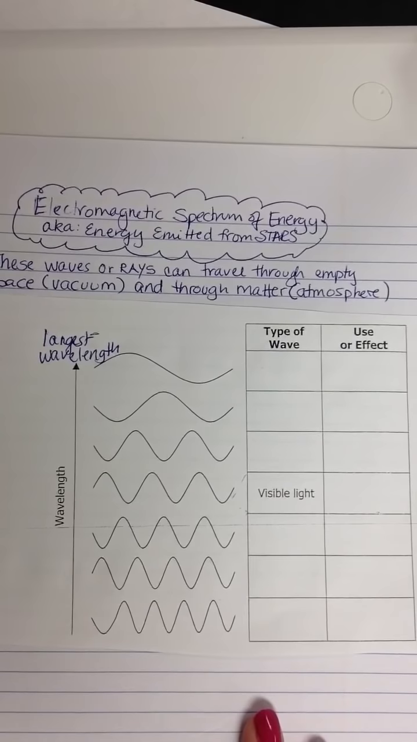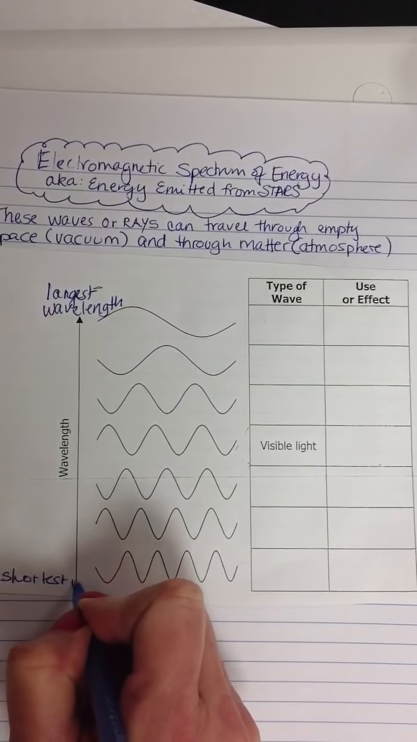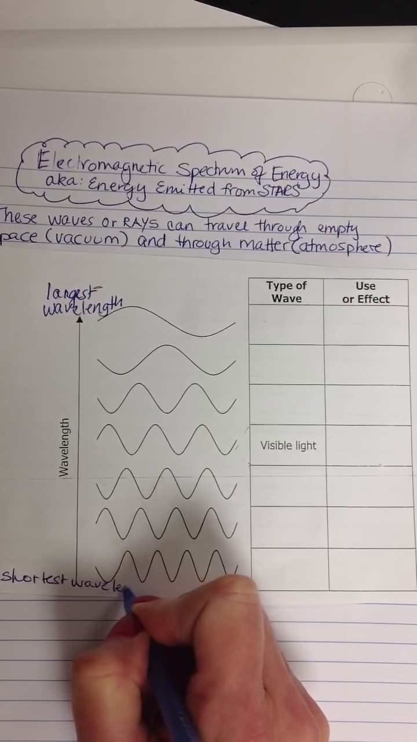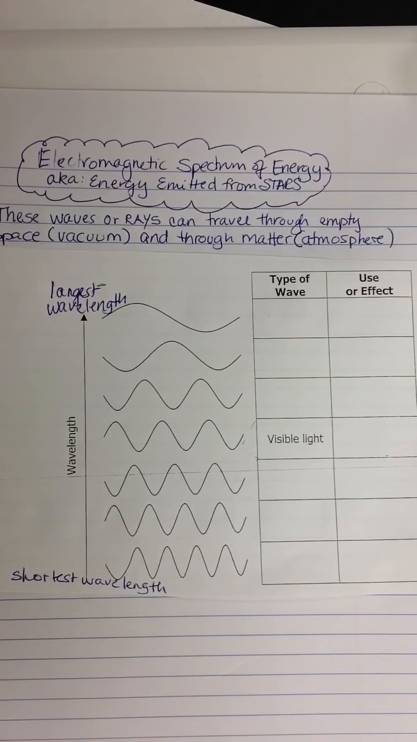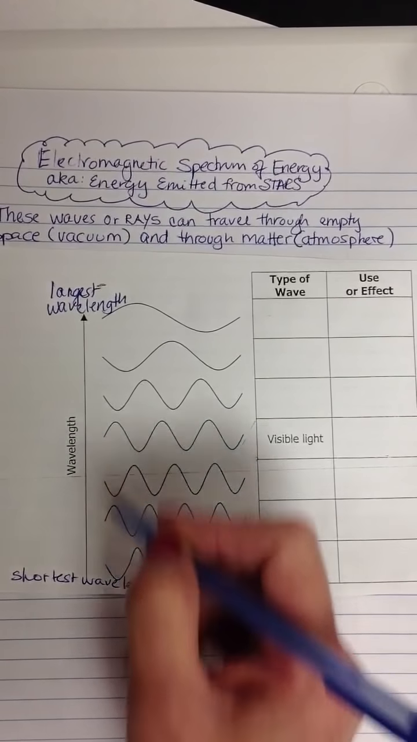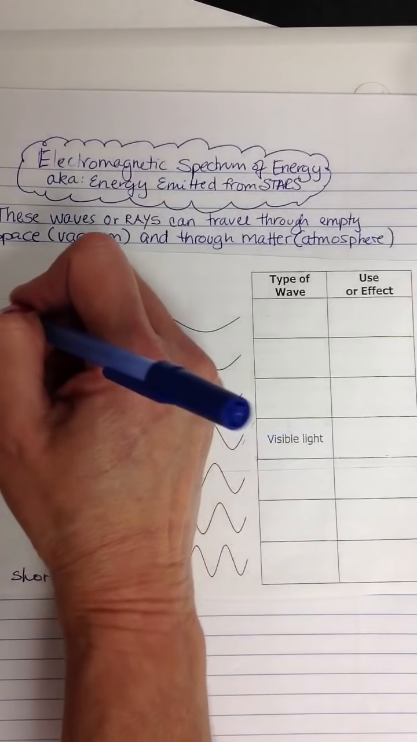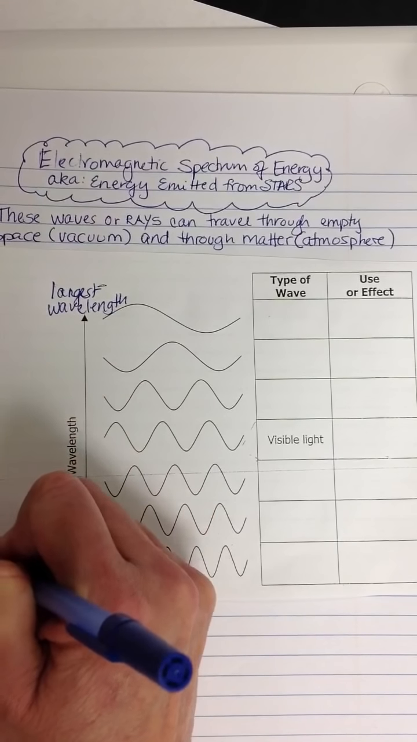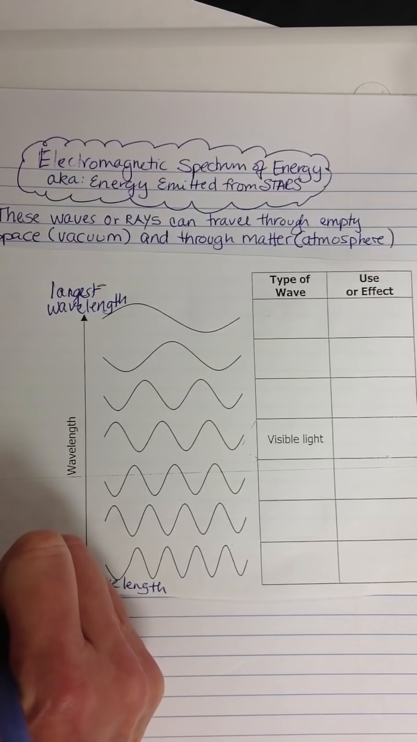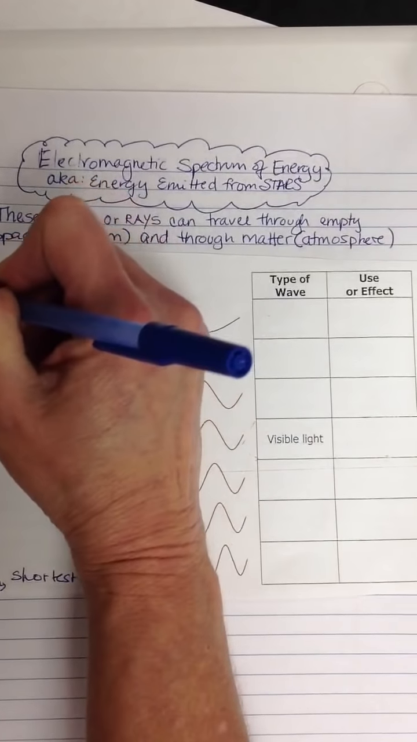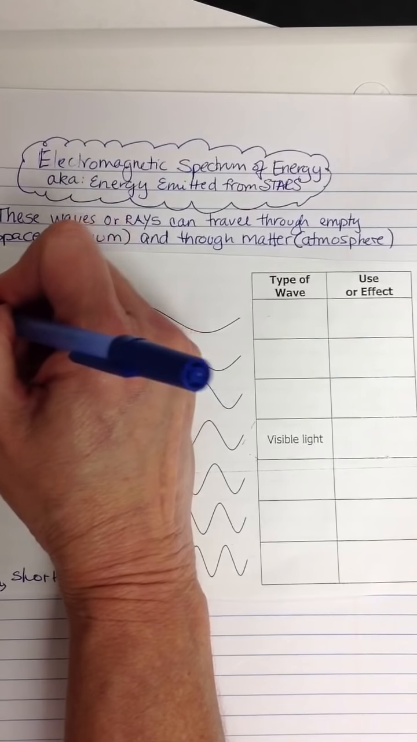Alright, and down here towards the end is the shortest wavelength. The energy emitted from these different types of waves goes the opposite direction. So the energy arrow goes from top to bottom here. So these have the highest energy, and the longer the wavelength has the least energy.